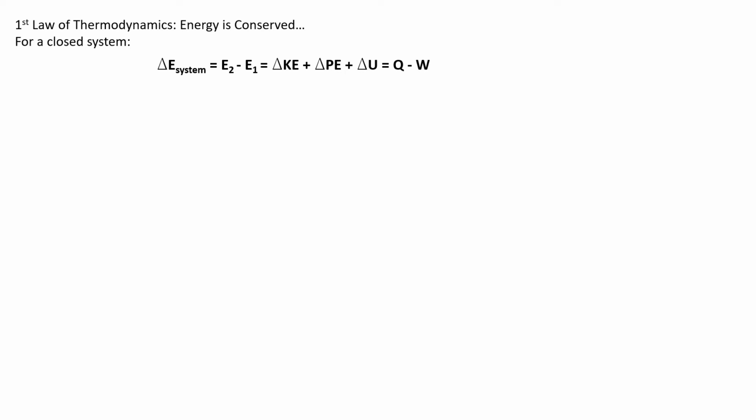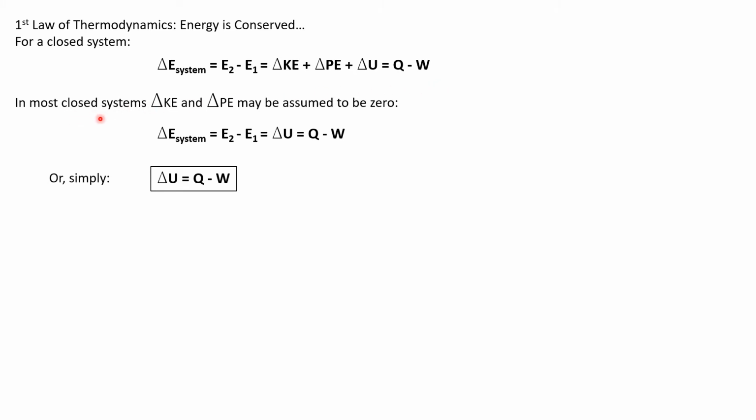Let's start with part A, where the gas is the system, and let's write an energy balance for a closed system. We know that the change in energy of the system during a process is the energy at the final state minus the energy at its initial state. And that is equal to the change in kinetic energy, plus the change in potential energy, plus the change in internal energy, and that is equal to the heat transfer minus the work.